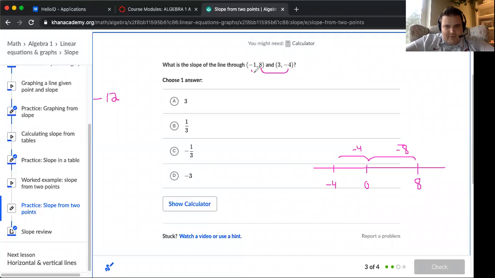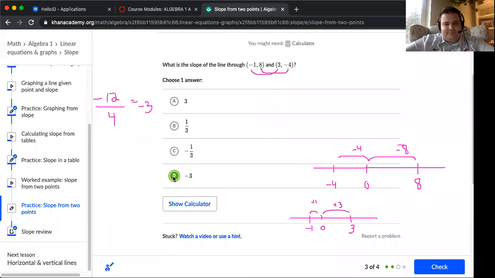On the other one, from -1 to 3, you are increasing. You're adding 4. Same thing if I was to look at it like this. From -1 to 3, you had to go +1 to get to 0, plus an additional 3 to get to 3. So it ends up being +4. -12 over 4, that can be divided. 12 divided by 4 is 3, and a negative divided by positive is a negative. So our answer is going to be -3, D.